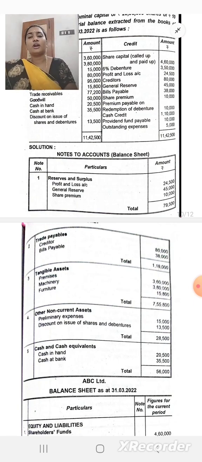Other non-current assets: what items appear? We enter non-current assets in the fourth note. Preliminary expenses and discount on issue of shares and debentures. These two items are recorded in other non-current assets.